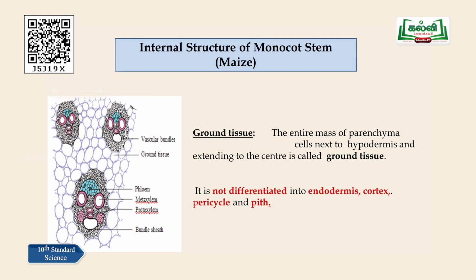Okay. So, the vascular bundles are scattered here and there in circular pattern sometime, and the larger grown up vascular bundle are seen towards the center, and the smaller ones are seen towards the periphery. It is not differentiated into endodermis, cortex, pericycle or pith as you see in dicot stem. Again I am saying it is not differentiated. The ground tissue is not differentiated into endodermis, cortex, pericycle or pith as you see in dicot stem.